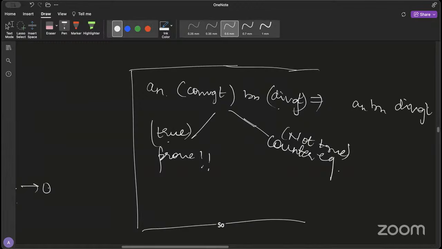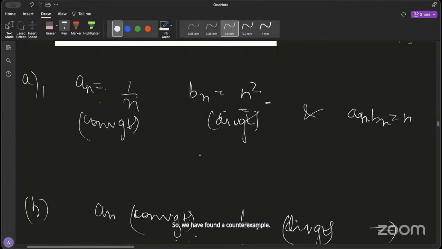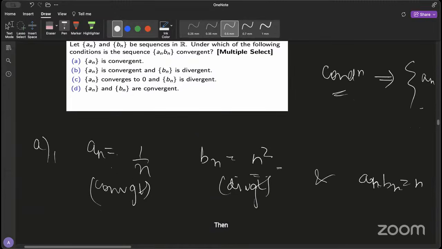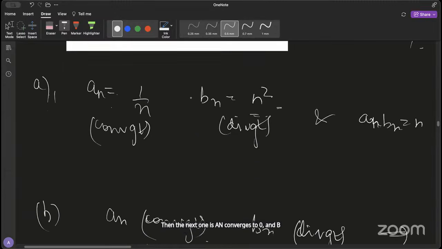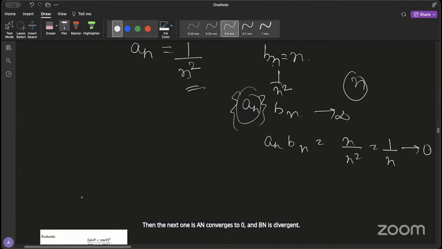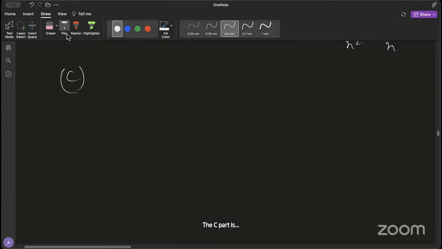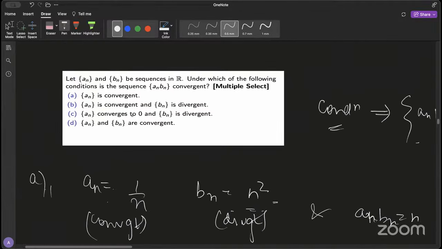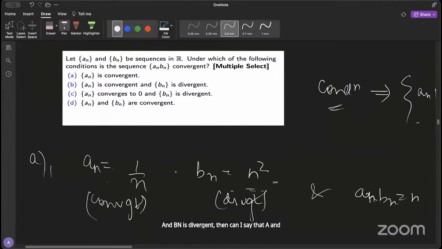So we have found a counter example. Then the next one is an converges to 0 and bn is divergent. The C part is: if an tends to 0 and bn is divergent, then can I say that an bn is convergent?